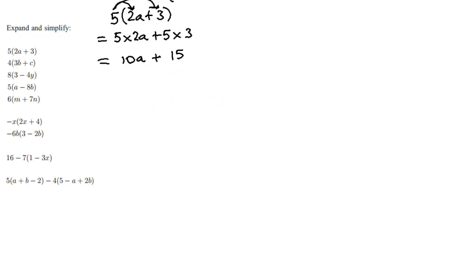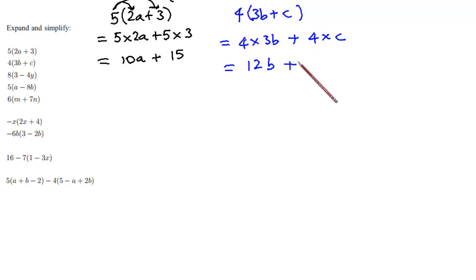So let's do another one. 4 bracket open 3b plus c. So we have first 4 multiplied by 3b, which is 4 multiplied by 3b plus 4 multiplied by c. So let's multiply. 4 3s is 12, b plus 4c as it is. Since this is a b and that is a c, the variables are different. They are unlike terms, so we cannot add them. So don't write 12 plus 4 is 16 bc. You will be getting a wrong answer.